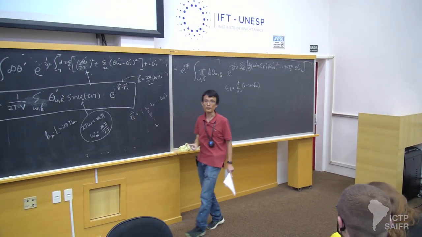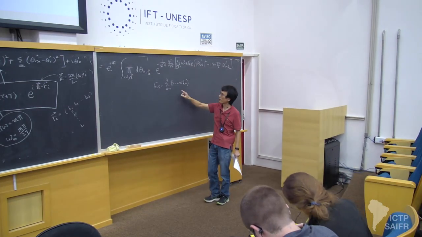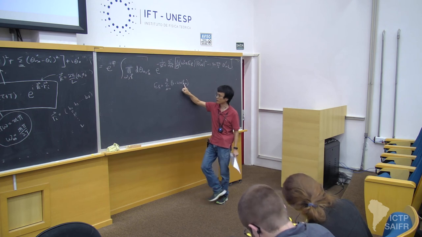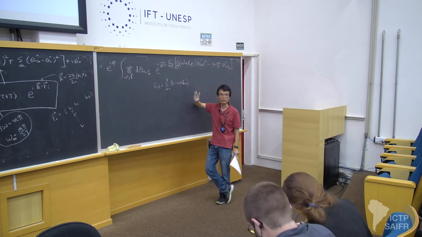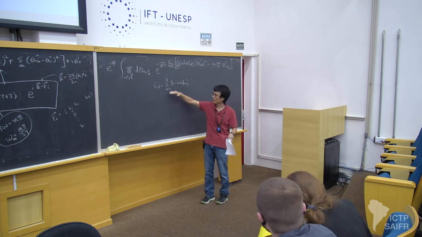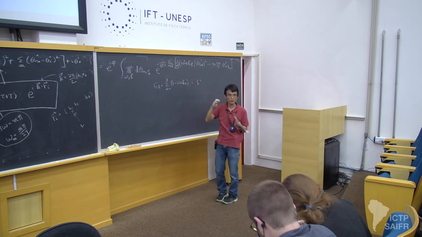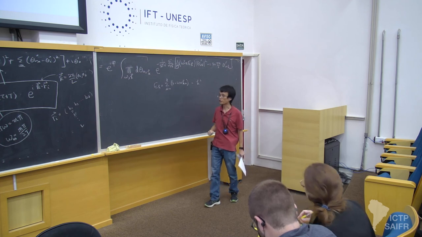The most important part about this expression is that it vanishes when k is 0. That's the most important part. And then when k deviates from 0, this expression increases quadratically in k. So this is the most important part. So first, why does this term vanish at k equals 0?